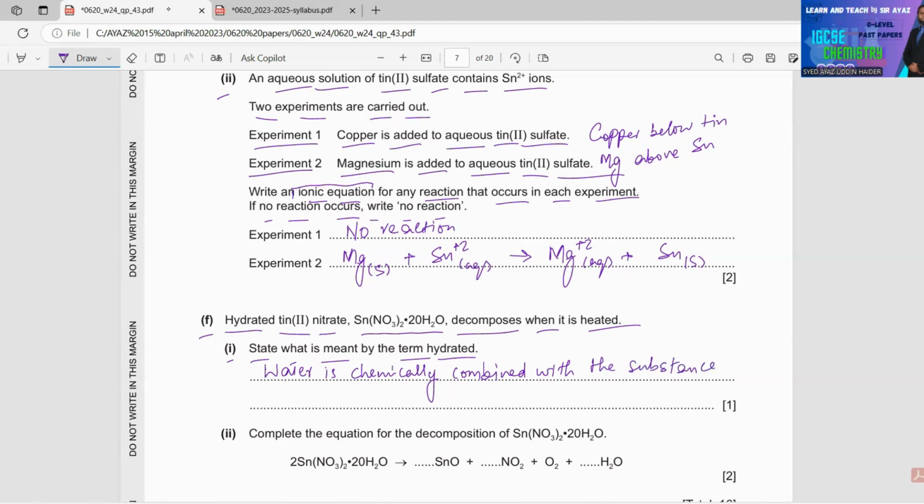Or you can even write contain water of crystallization, or containing water of crystallization.